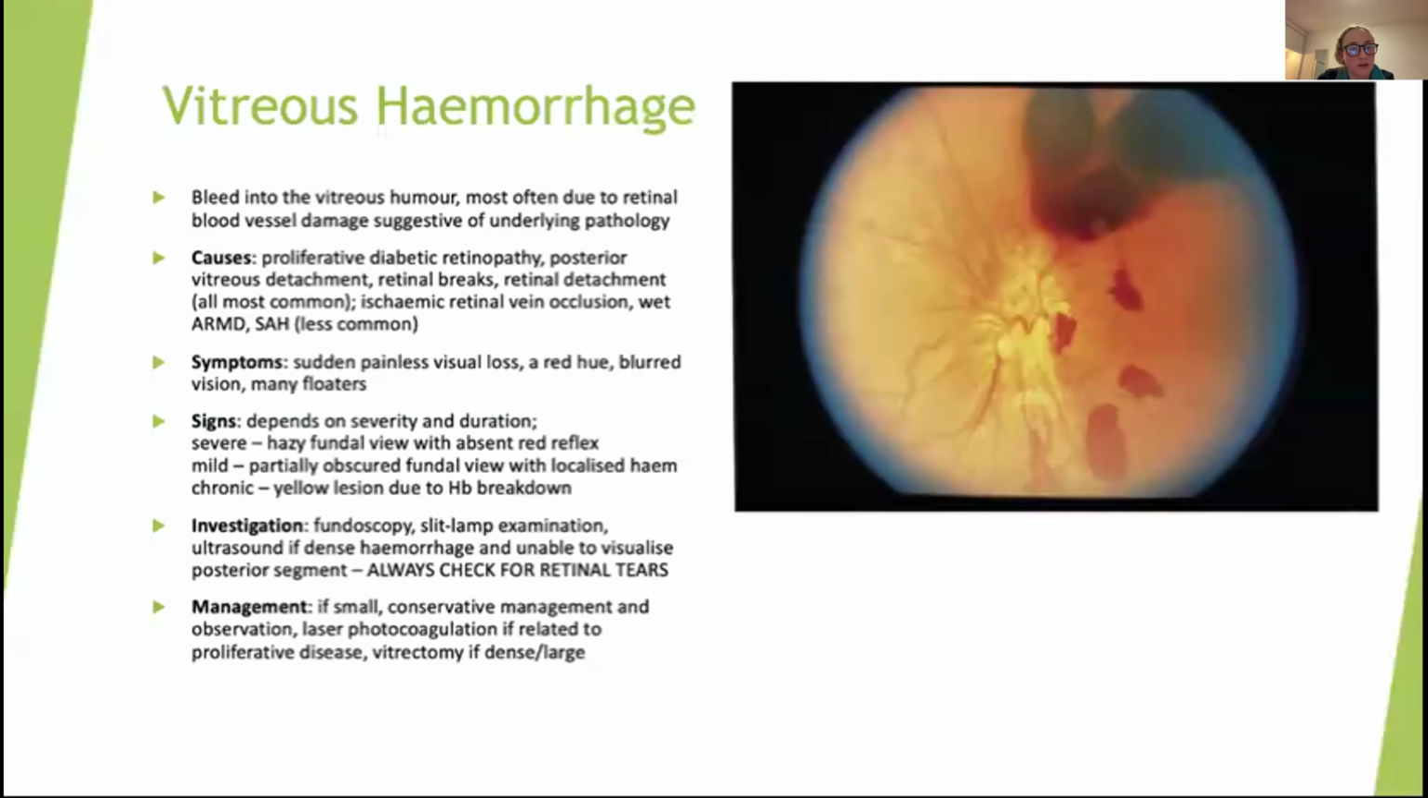And they may have an absent red reflex, but it depends on the severity of the vitreous hemorrhage. And if you have a chronic vitreous hemorrhage, there might be a yellow lesion from the hemoglobin breaking down. So again, you want to do fundoscopy, slit lamp, and you're looking for any retinal tears. And if it's small, it can be managed conservatively. But if it's really dense and large, you might need to do a vitrectomy, or you can do laser photocoagulation as well.